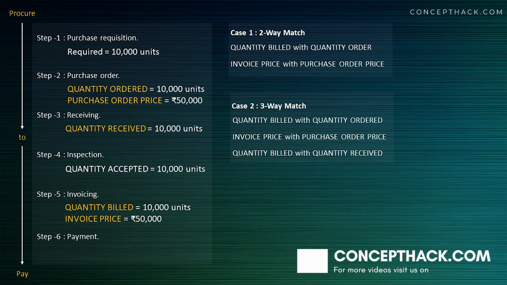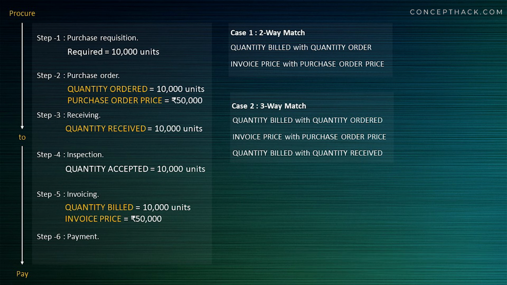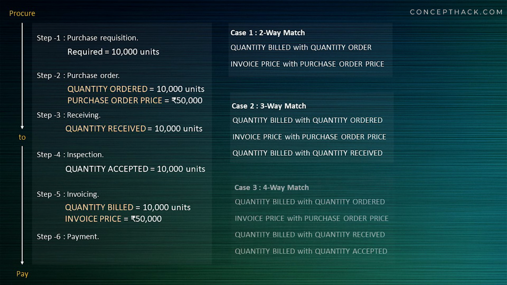Quantity billed again will come from the invoice, and quantity received will be available from the receiving slip or the goods receipt note. Again, this is a document which the accounts payable department has already received. In our case, if the quantity billed and quantity received are matching, then the accounts payable department will make payment to the vendor. And in the last case, we are assuming that the company has selected four-way matching.